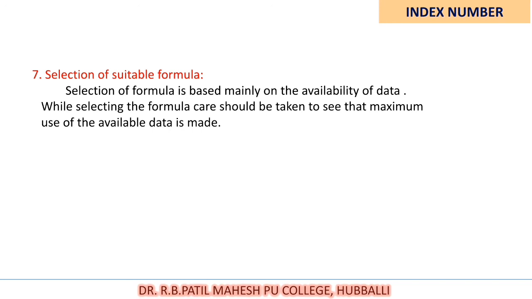For constructing the index number, based on the availability of data, we have to choose one formula. Based on that, you have to find the price index number. After choosing the formula, you have to find the price index number. It may be a wholesale price index number or a retail price index number. Based on the availability of data, you choose one formula, then calculate the index number.